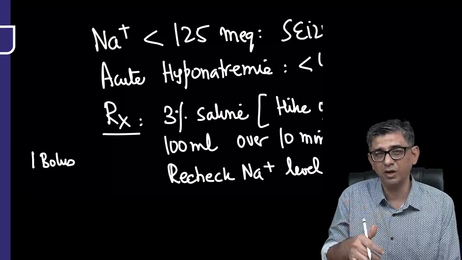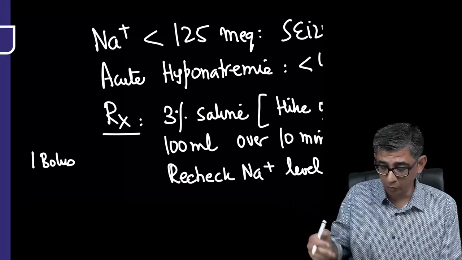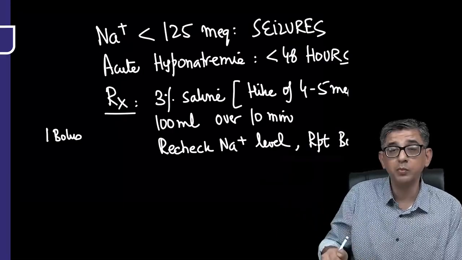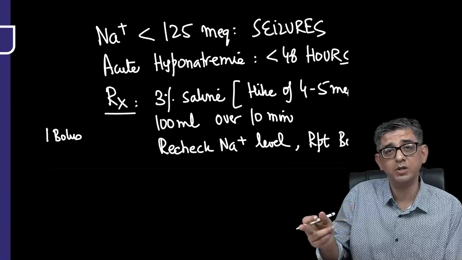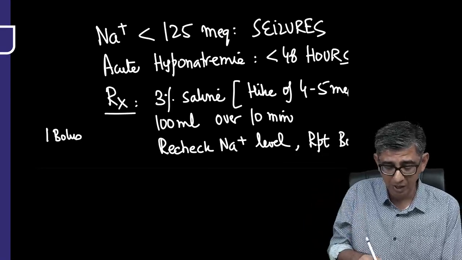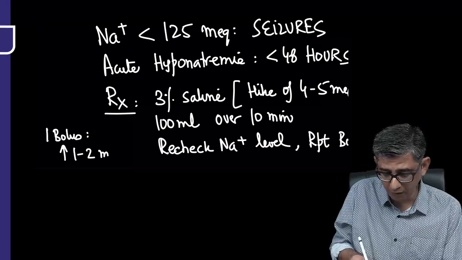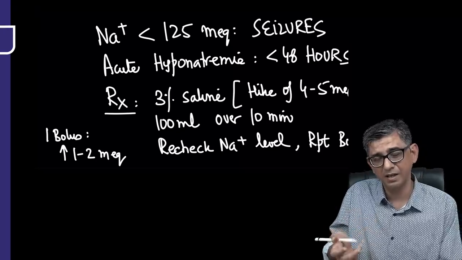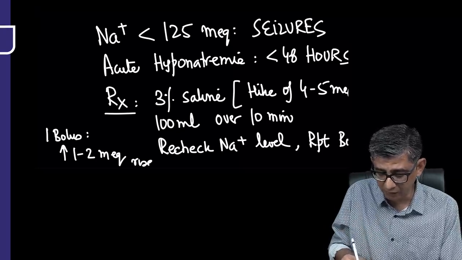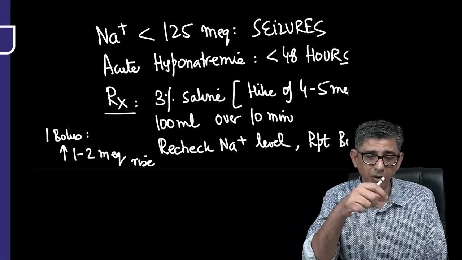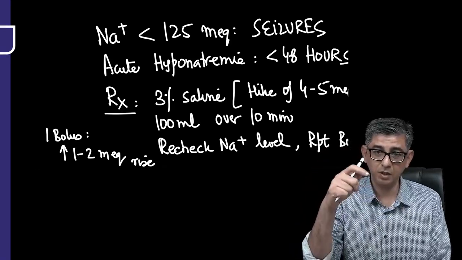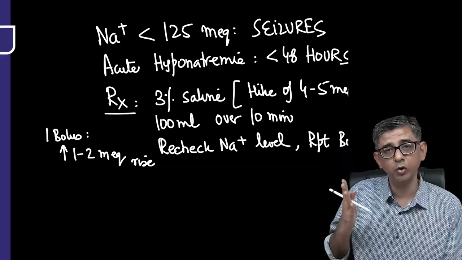He's not going to ask you this, that one bolus of 100 ml of 3% saline is going to contribute to how much rise. That's just for understanding purposes, that one bolus usually we find causes about 1 to 2 milliequivalent rise. So that's why I said, somebody had a seizure at 124, and don't be under that fixation that only at 125 would you be having a seizure.